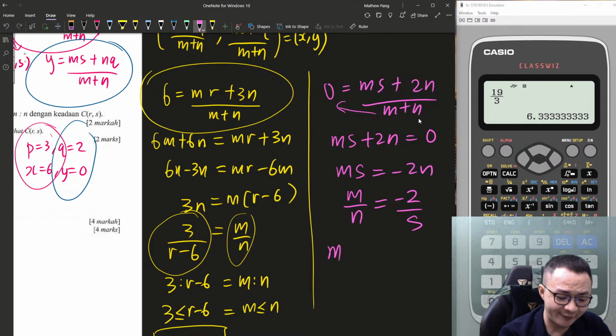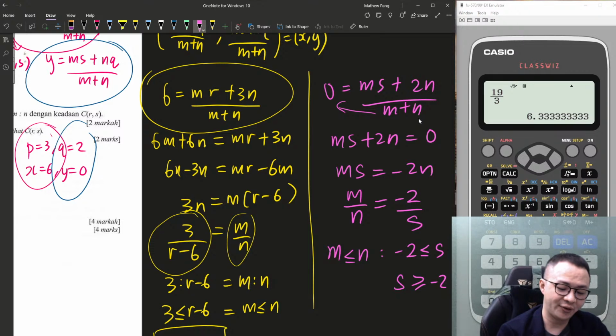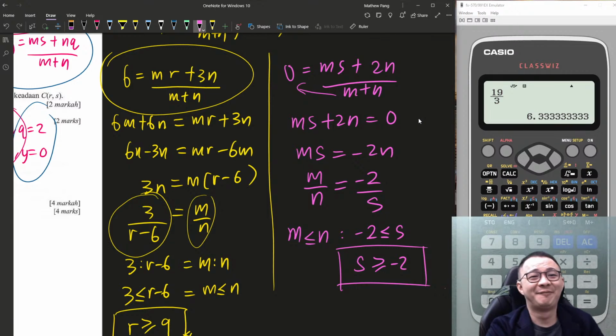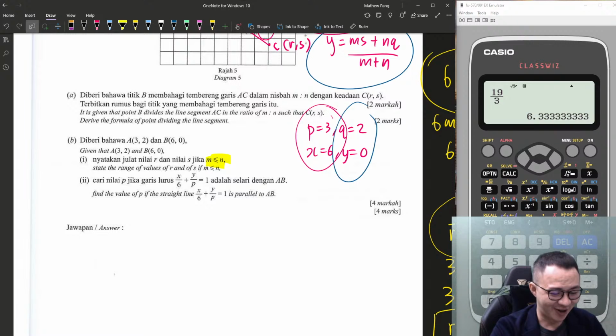So since m must be less than or equal to n, I can say, never mind, maybe I put a ratio. I can say negative 2 over s is less than or equal to 1, so s must be bigger than or equal to -2. Another inequality. Yeah, this is the way we do this kind of question. So that we can sort of get the range for r and the range for s.